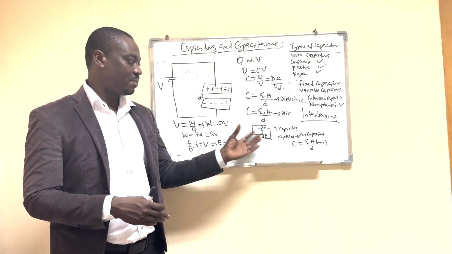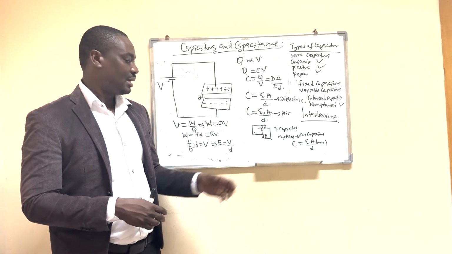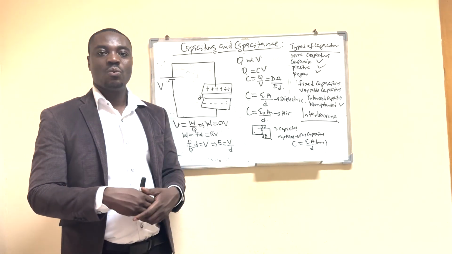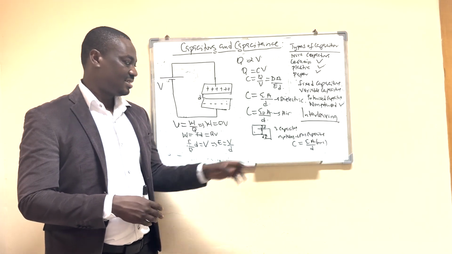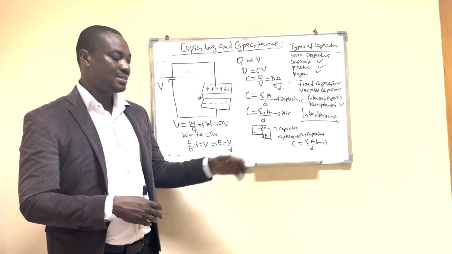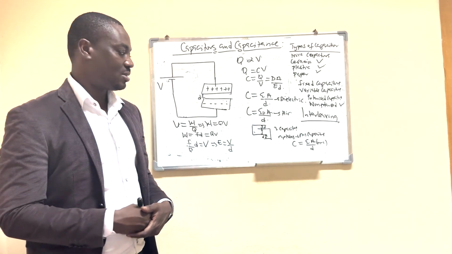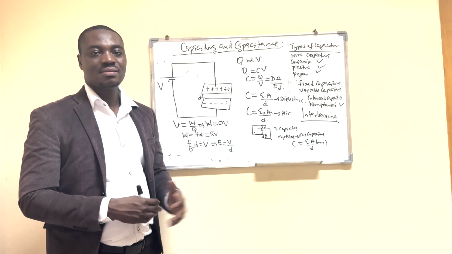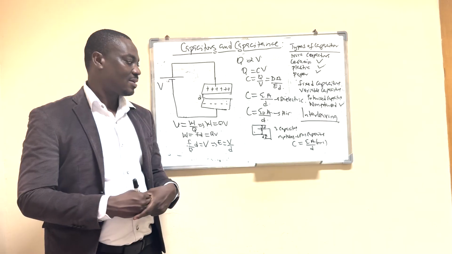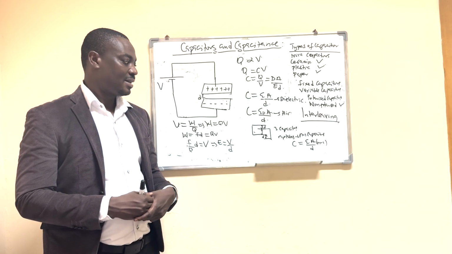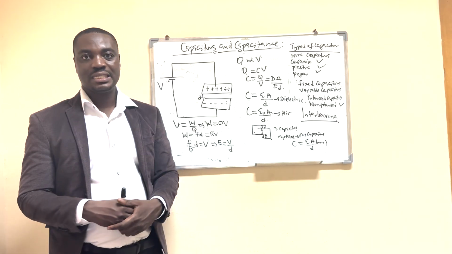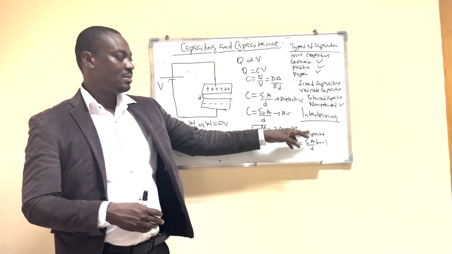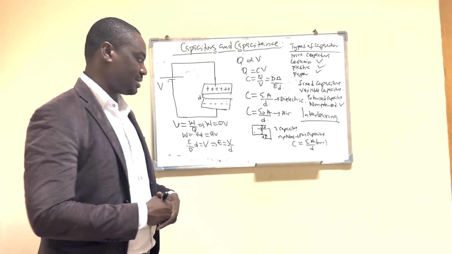So you can see the number of plates that I have here is 4, and when they are interleaved, I get 3 capacitors. So imagine we had 5 plates. How many capacitors are we going to get? Based on this, you see that we are going to get 4 capacitors. That means we can relate the number of plates with the number of capacitors. If you have n number of plates, you can get n minus 1 capacitors.